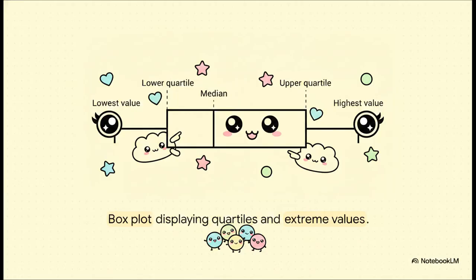Let's tie dispersion and shape together with a classic box plot. This beautifully maps out the spread we were just talking about. The edges of that box are your lower and upper quartiles, Q1 and Q3. The box itself, that's the interquartile range, the IQR, and it holds the exact middle 50% of all your data. The whiskers extending out show you the highest and lowest values before you start hitting those crazy extreme outliers.